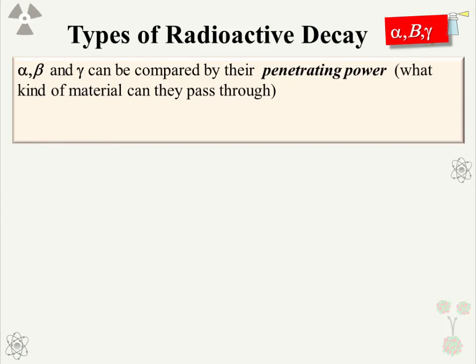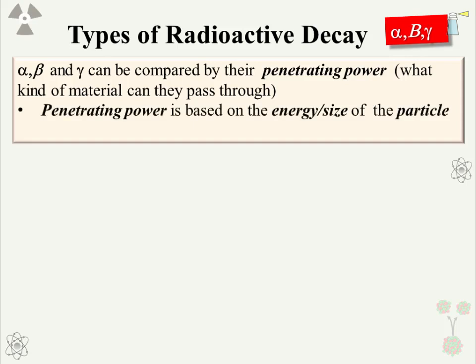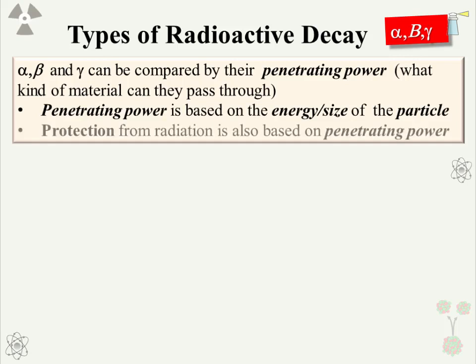A particle ejected from a nucleus is going pretty fast. Penetration means how deep the ejected particle can go in some particular material. It can also be thought of as what material a decay particle can pass through. Penetrating power is based on the energy and the size of the particle. Importantly, protection from radiation is also based on penetrating power. Stop the penetration and stop the radiation.